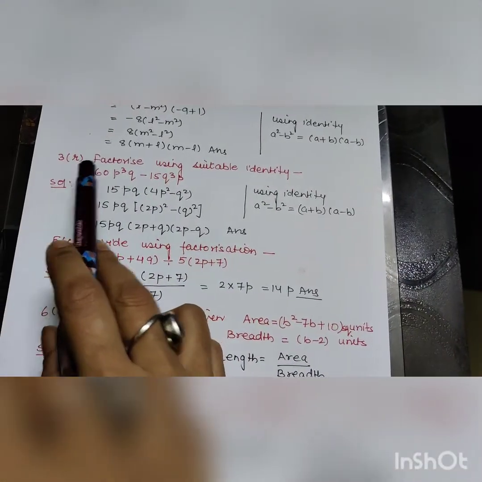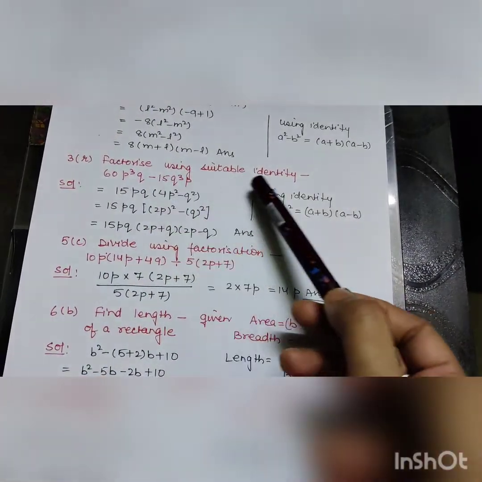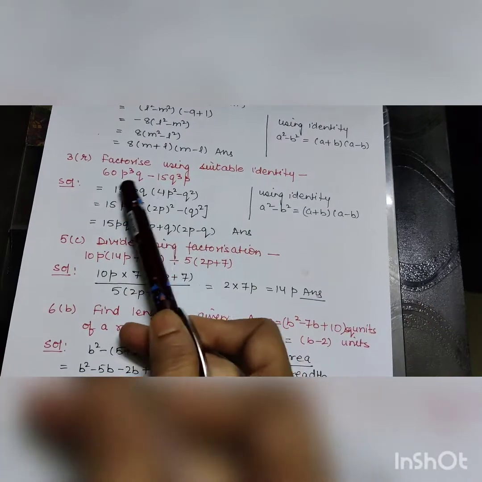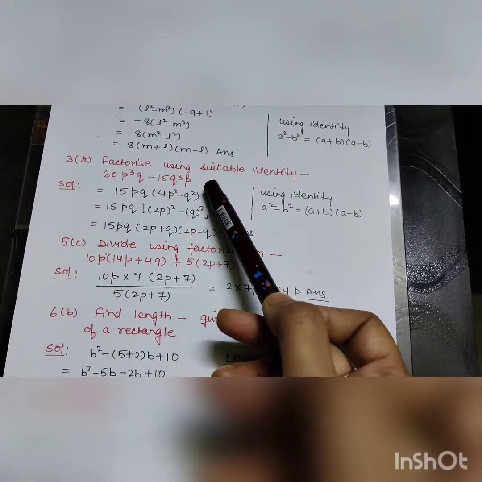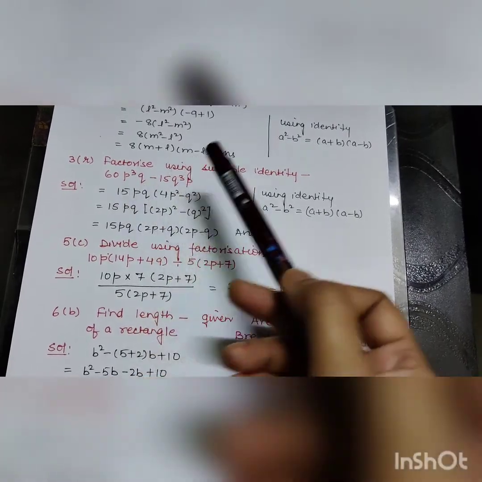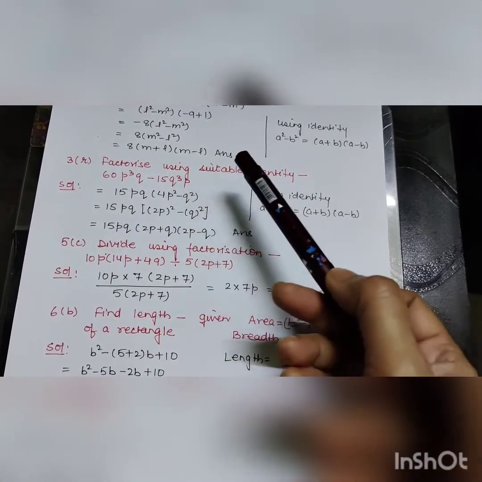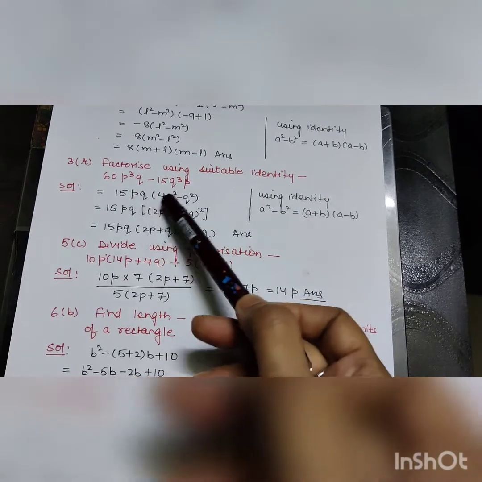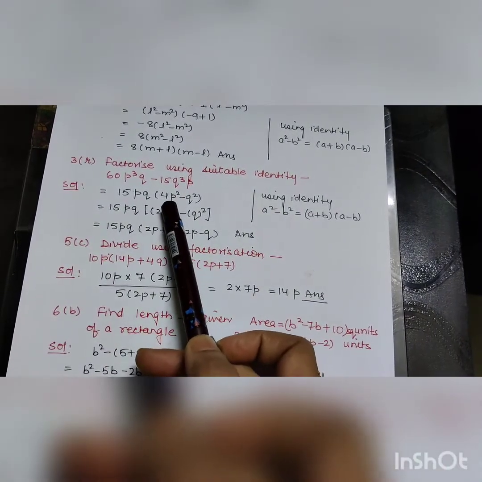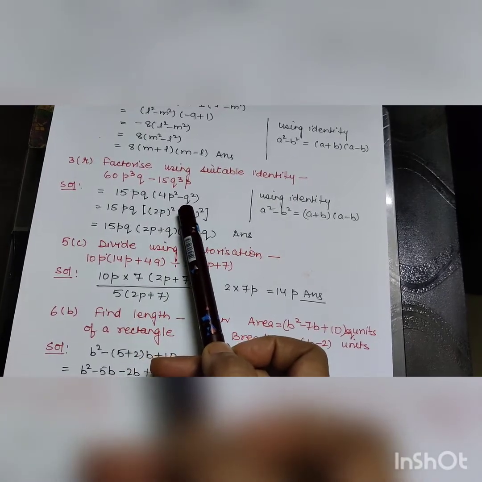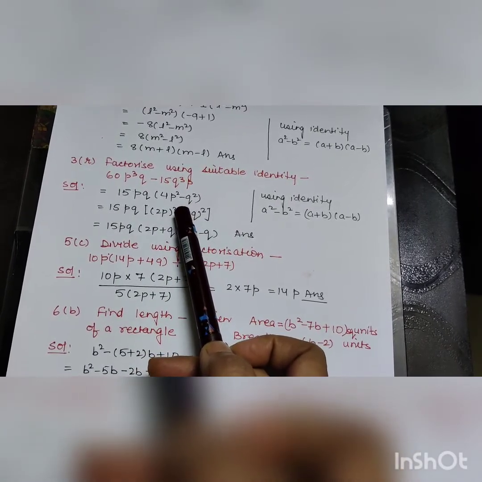Now question number 3 R part, factorize using suitable identity. Here there are two terms, and 60 is not a perfect square, neither is 15, neither is P cube a perfect square, nor Q cube. So we have to take common in these two. What is common here? 15PQ is common here. After taking common, what is left with us? 4P square minus Q square is left with us, right?